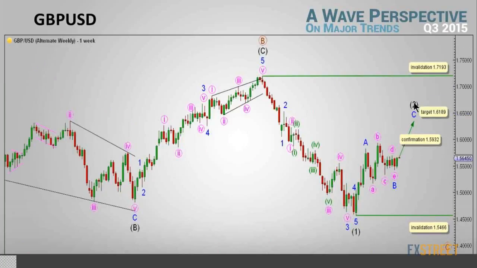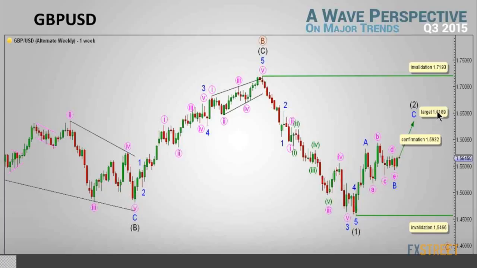weekly count, and the alternate weekly count suggests that wave 2 black is incomplete and that it has more to offer toward the upside, and the only difference between both main and alternate counts is within the subdivisions within wave B blue. This count suggests that wave B blue is unfolded as a triangle labeled waves A through E pink, and this count would be confirmed by movement above 1.5932, and we have a target at 1.6189, as at that level wave 2 black will reach 0.618 the length of wave 1 black.